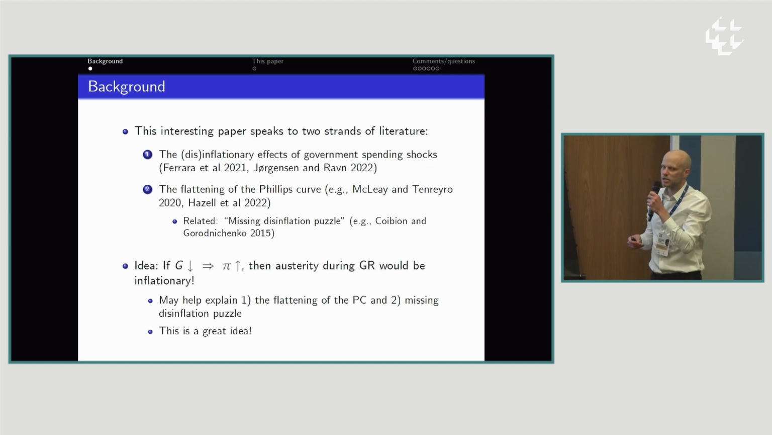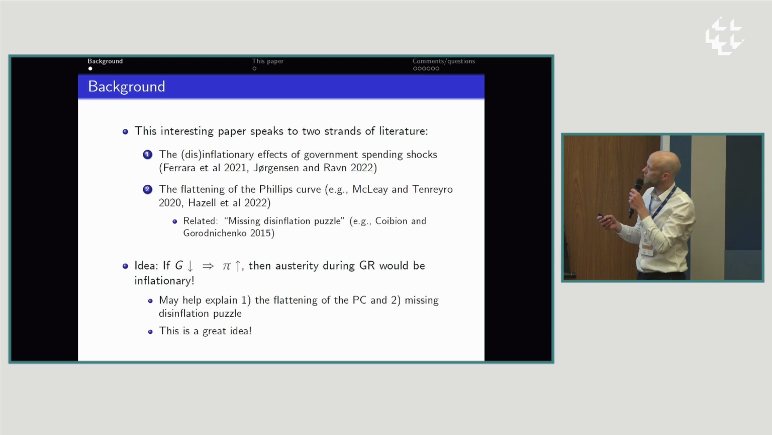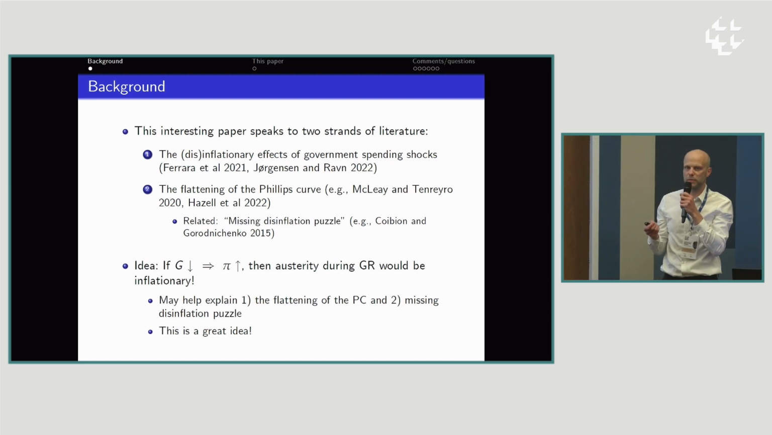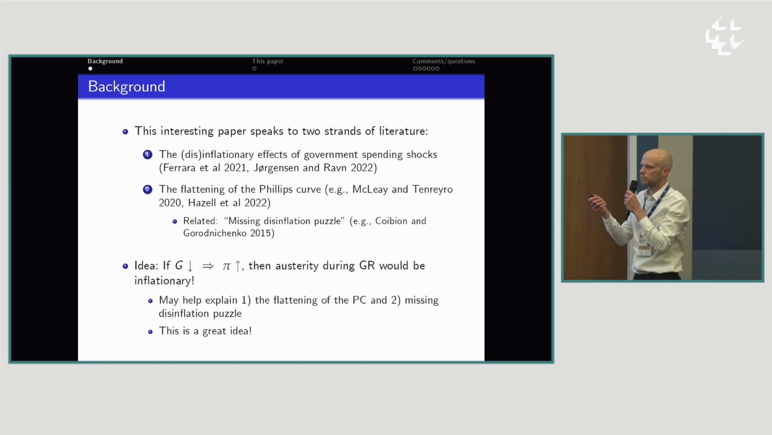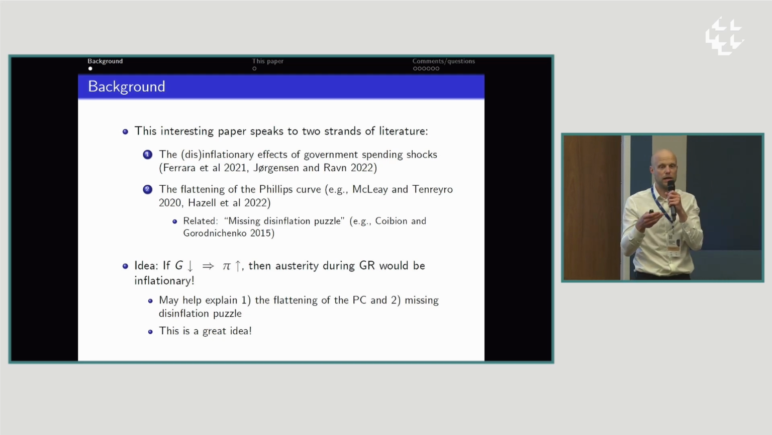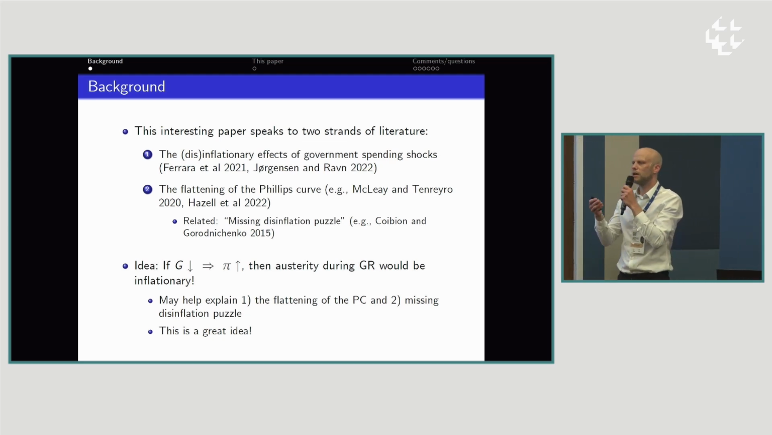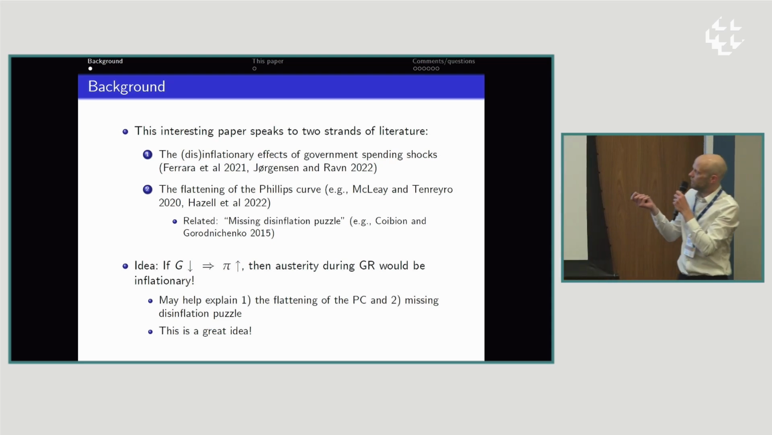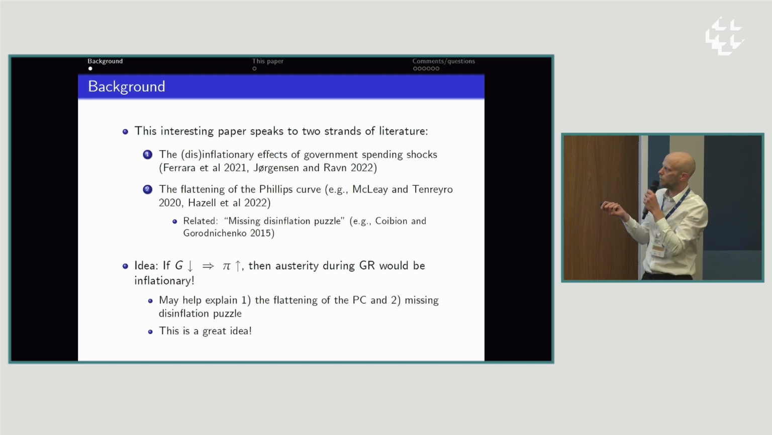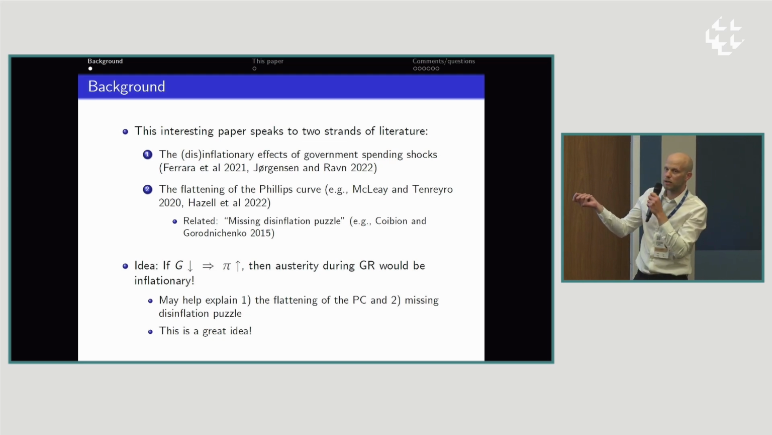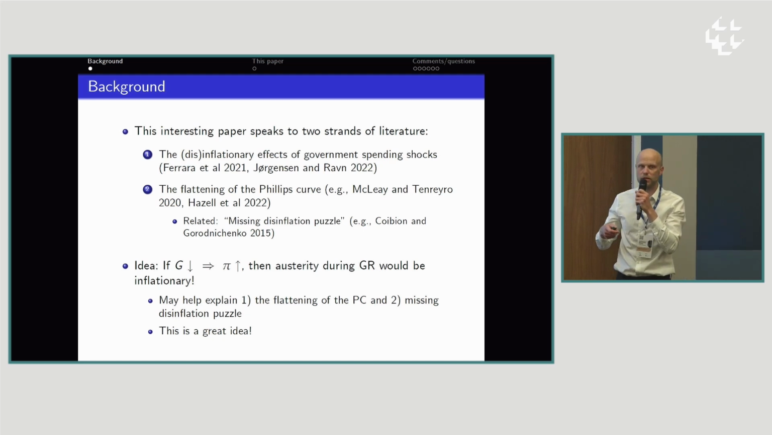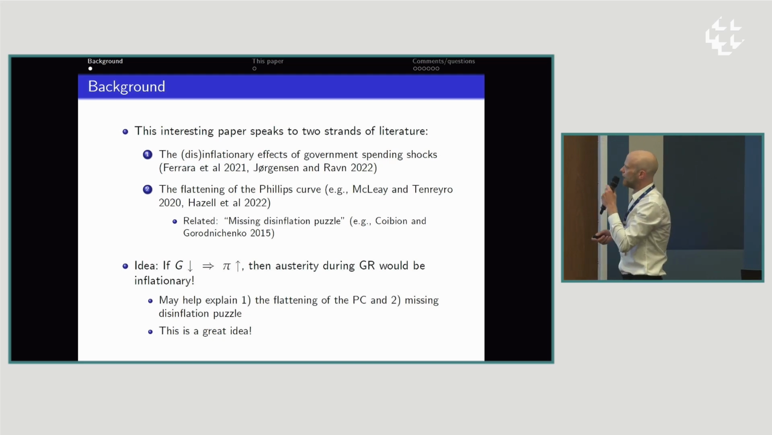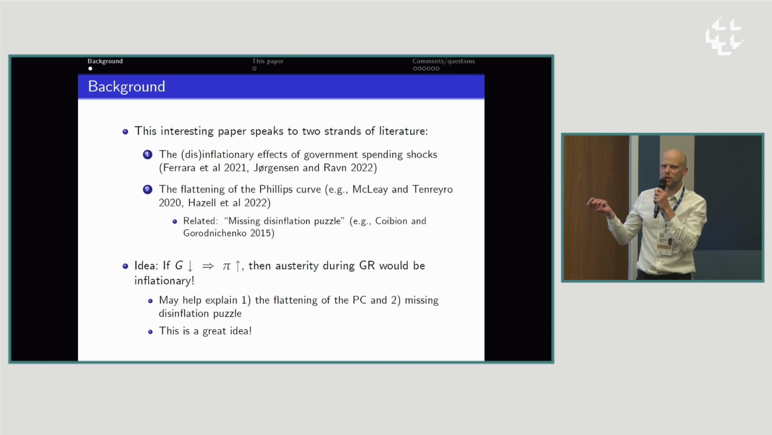What this paper does is that it speaks to two strands of literature. First, a relatively small empirical literature on the inflationary effects of government spending shocks, which uses a wide range of structural VAR models to show that expansionary government spending shocks actually generate disinflation or deflation. And then a very large literature, of course, on the flattening of the Phillips curve, and related to that, the missing disinflation puzzle, that inflation didn't decline as much as we would expect during the Great Recession. And it basically combines these two results, essentially asking, can result number one explain result number two?